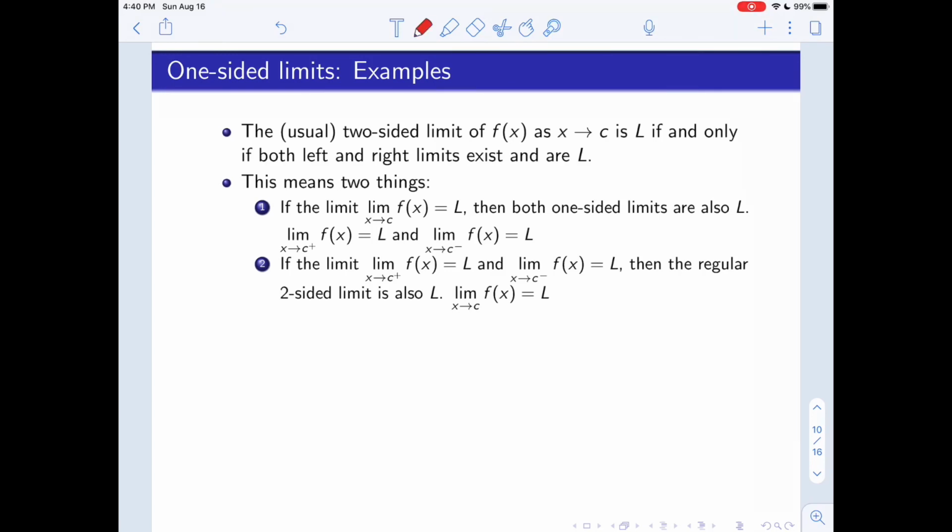Okay? So that "if and only if" might be a new phrase to you. It really just means two things. It means that this statement can go either direction. If we know that the two-sided limit is L, then we can conclude that both one-sided limits are also L. On the other hand, if we know that both one-sided limits are L, then we can conclude that the regular limit is also L. All right, so we'll see that in just a moment in a graph, one that should look a little bit familiar.